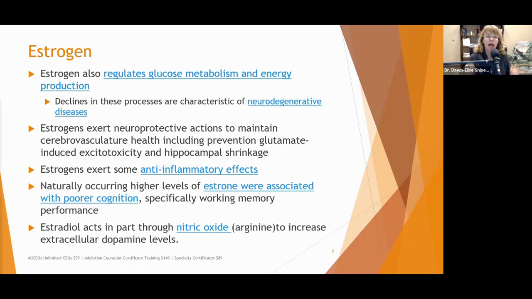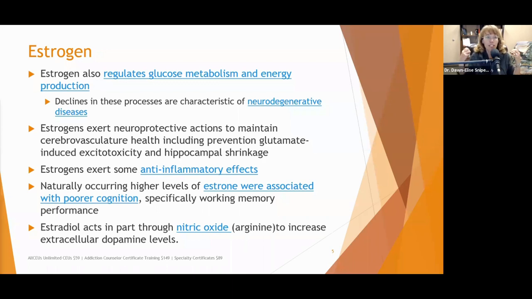What does that mean? If you think back to the HPA axis, the stress response system, when we experience a stressor, that fight or flight reaction kicks off. When it kicks off, glutamate is released into the system. Glutamate is our main excitatory, get up and go, fight or flee neurochemical. Excessive exposure to glutamate actually is toxic to our brain cells, and we do actually start losing brain cells, which leads to shrinkage in the hippocampus, which is one of those areas that's responsible for learning, memory, and emotion.